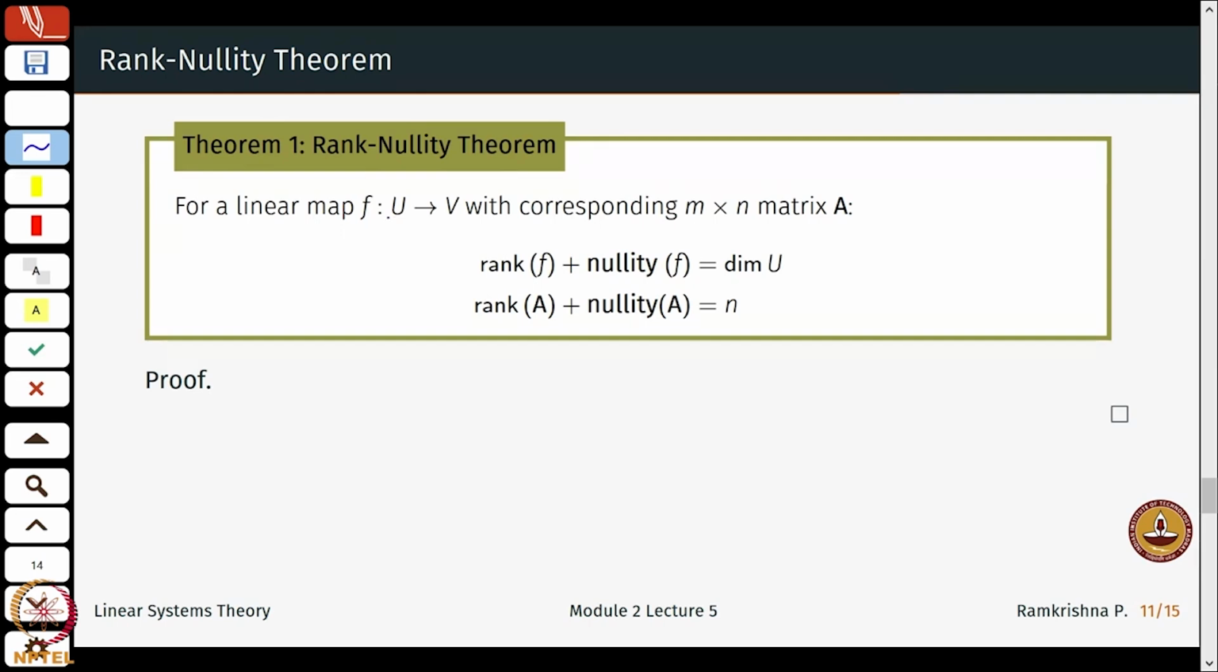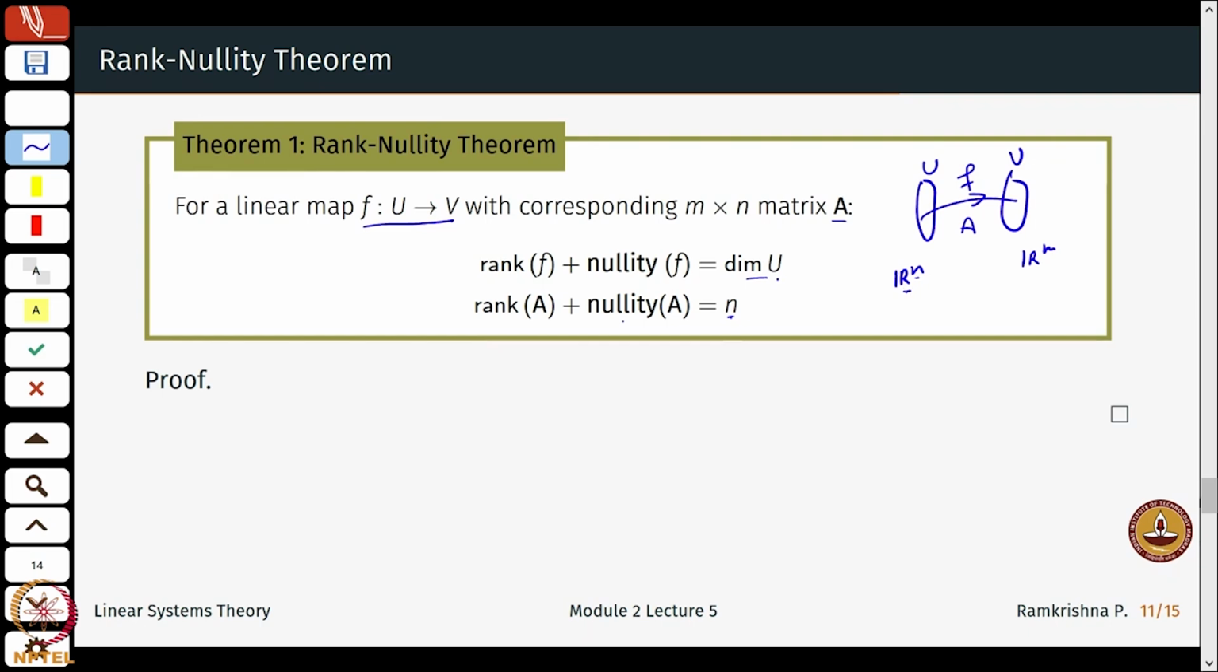So, given a linear map F which goes from U to V with a corresponding matrix representation A as always, the rank of F plus the nullity of F is the dimension of U, or the rank of A plus the nullity of A is equal to n. So, what is the dimension? In this case U is Rn, V is Rm, and I have a map F which has a matrix representation of A. So, rank of F plus nullity of F has the dimension n.